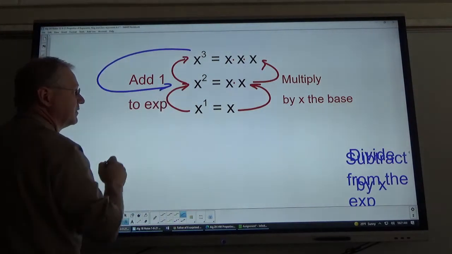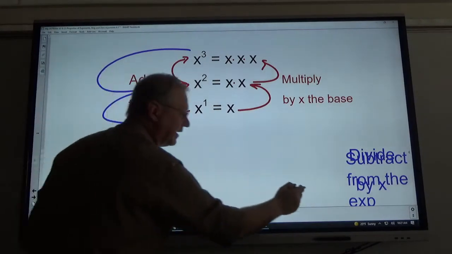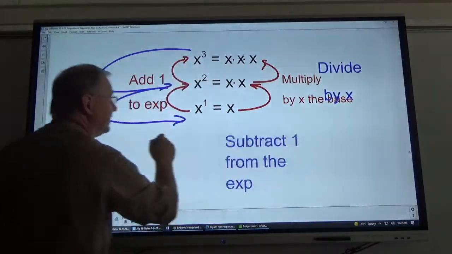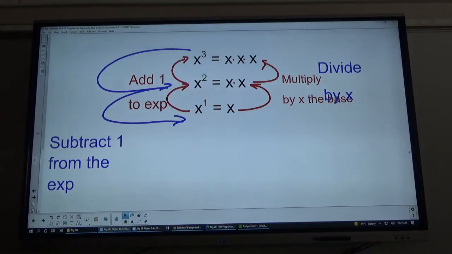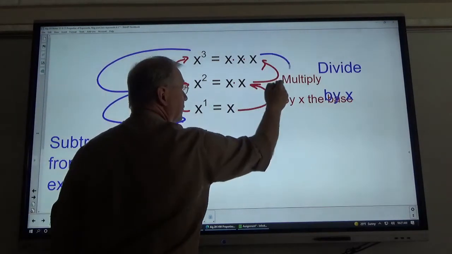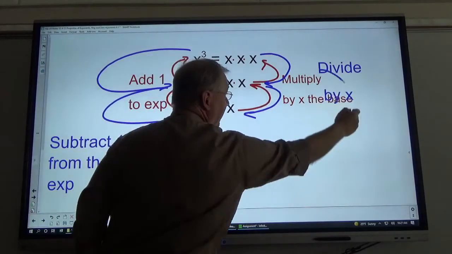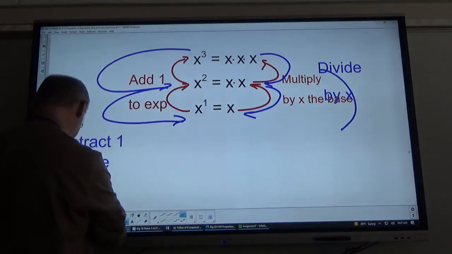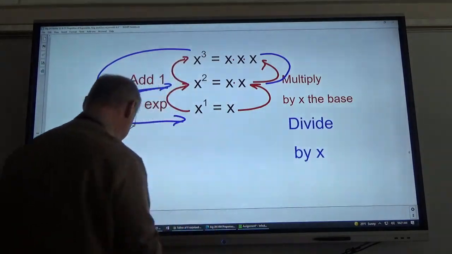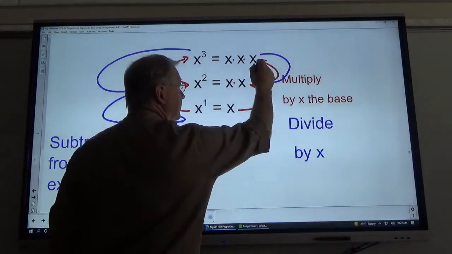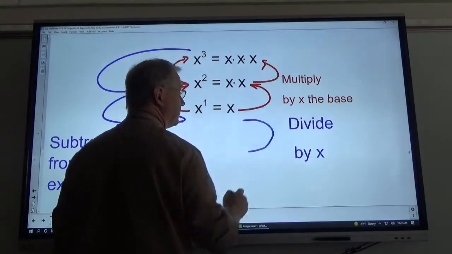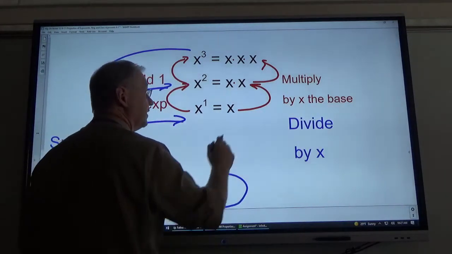If I go down each time, I am subtracting 1 from the exponent each time I go down. And on the other side, as I go down, I'm dividing by x each time I go down here. In fact, I think I'm going to move this, and I'm going to write it this way.